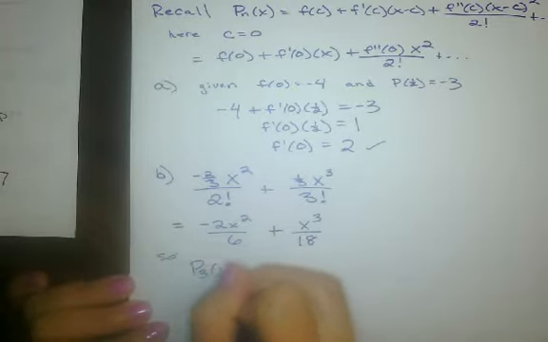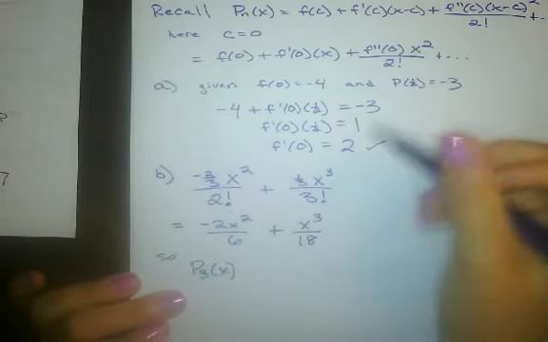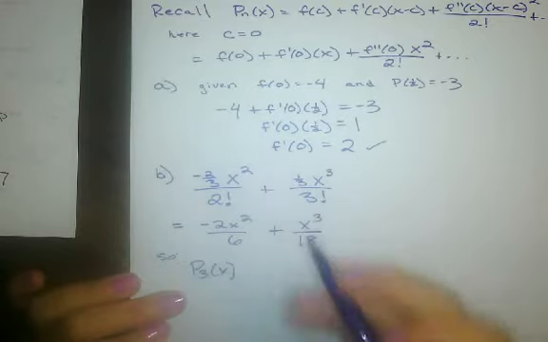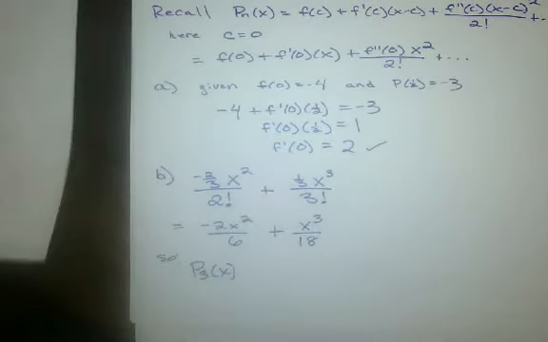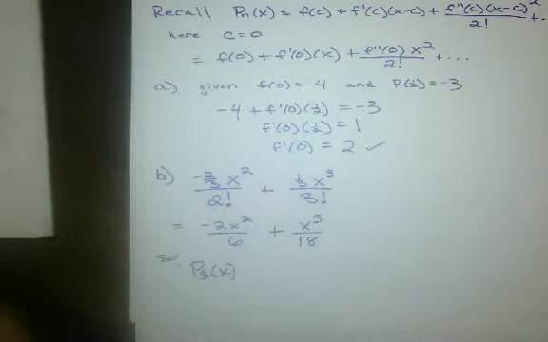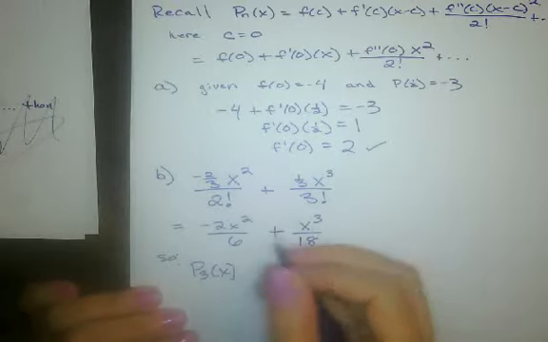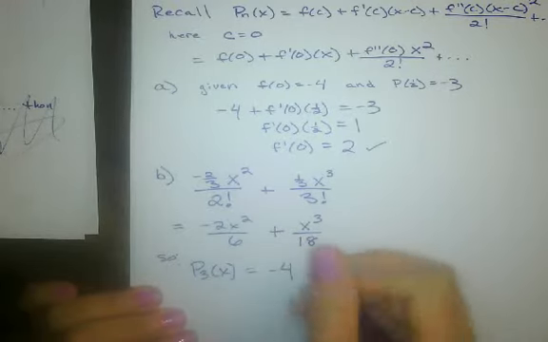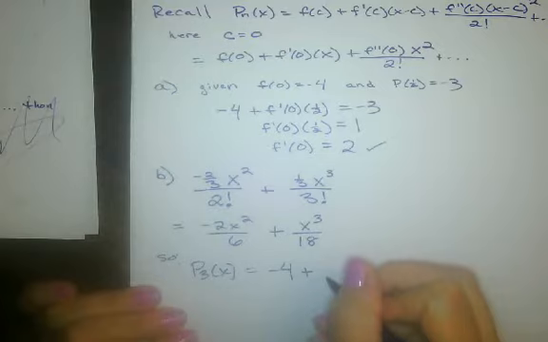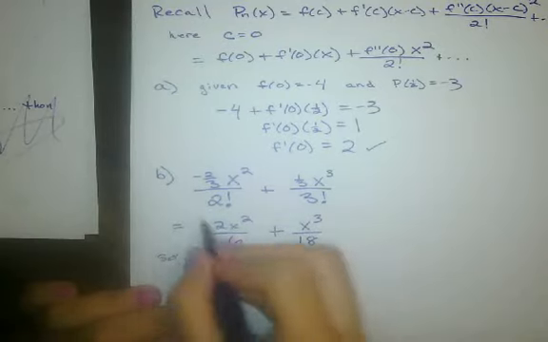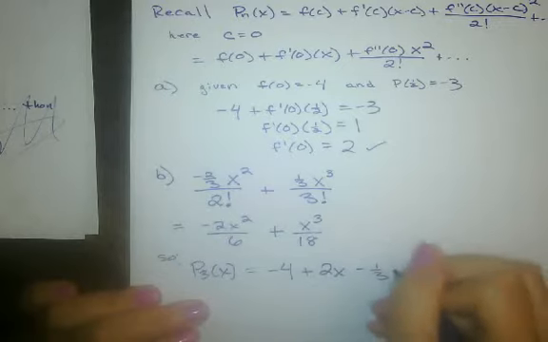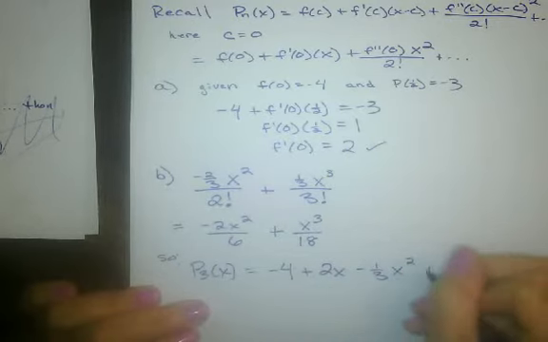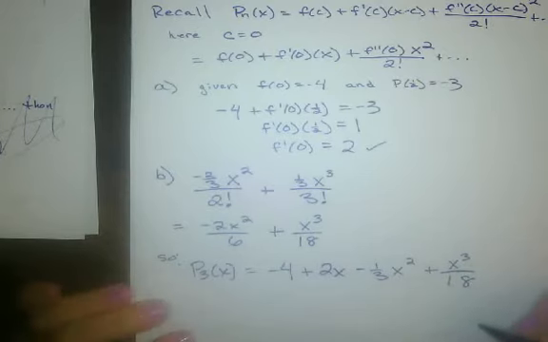So if we want a polynomial of degree 3 of x, we need to take the part that we know from part A. So we've got this part from part A, and then combine it with the second derivative and the third derivative information. So we've got -4 plus, and then when we plug that in, that'll be 2x, and then minus 1/3 x squared, then plus x cubed over 18 once I clean it up with everything else.